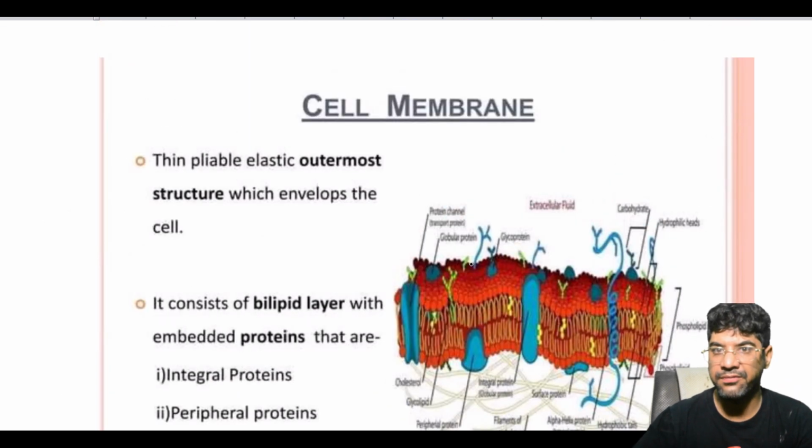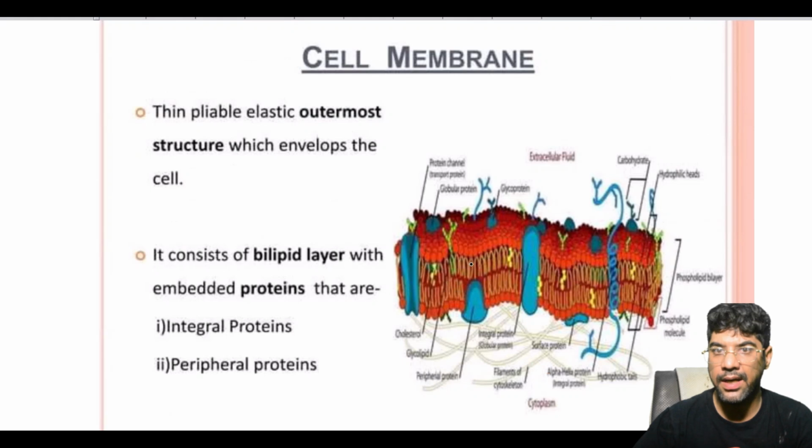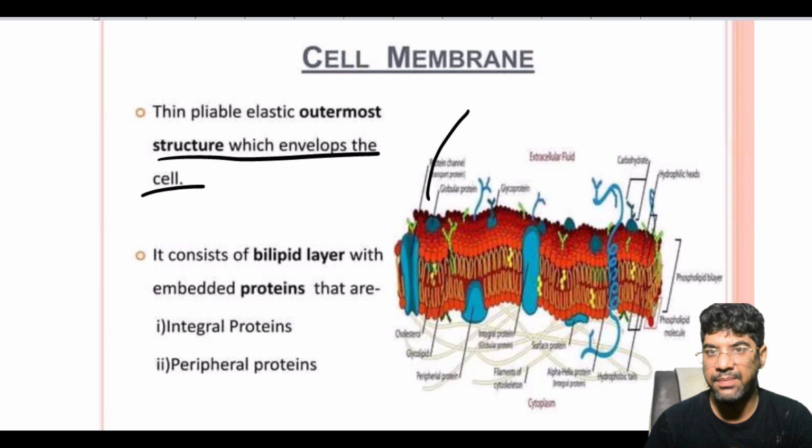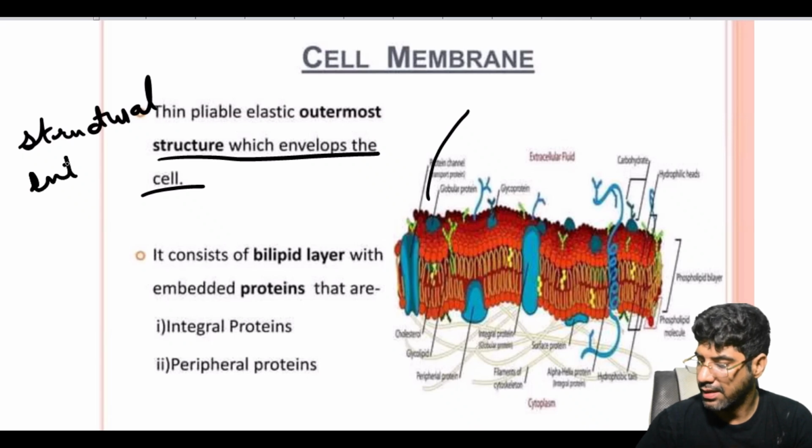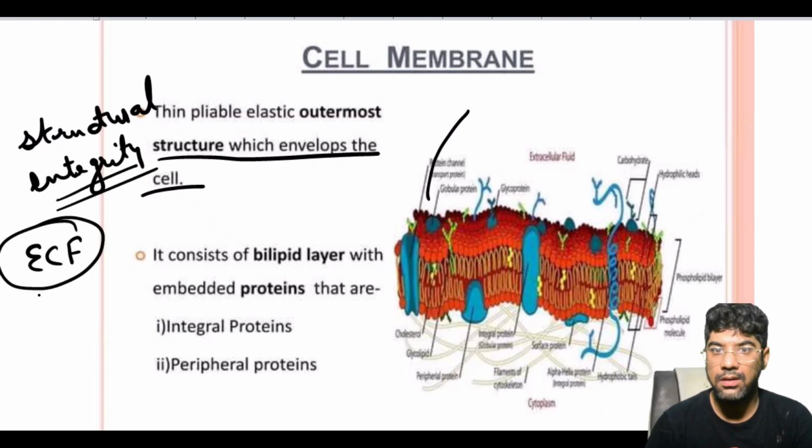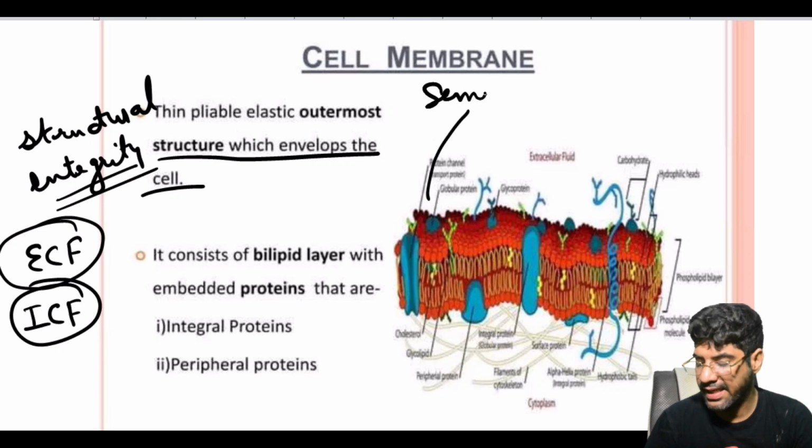The primary function of the cell membrane is to protect the cell content and provide structural integrity. Now it separates the fluid outside the cell, known as extracellular fluid, from the fluid that is present inside, known as intracellular fluid.